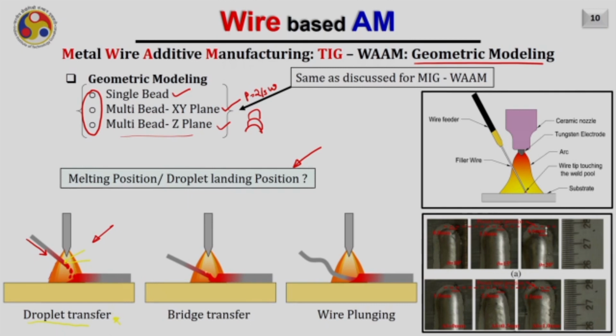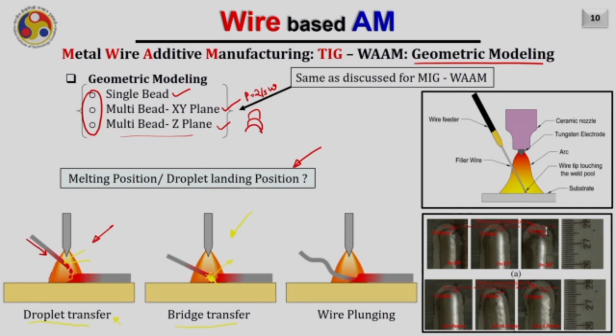It may also be possible that the wire comes up to a certain height and then gets melted, creating a droplet, and that droplet is just connected with the molten pool, and hence a bridge transfer is happening. Bridge transfer means the bridge between the molten material and the wire is liquid material only, and that is called bridge transfer. This is the most optimal condition of melting the wire in TIG welding.